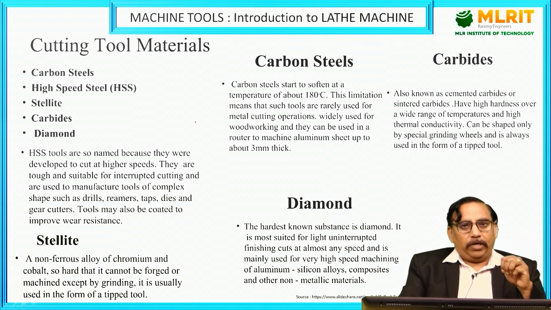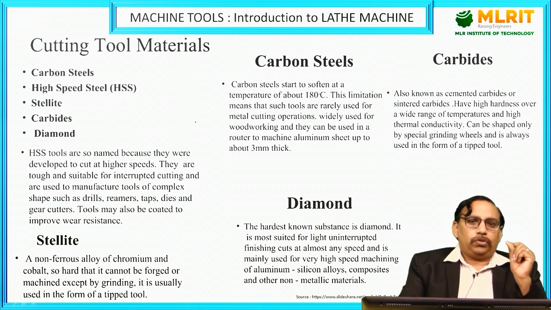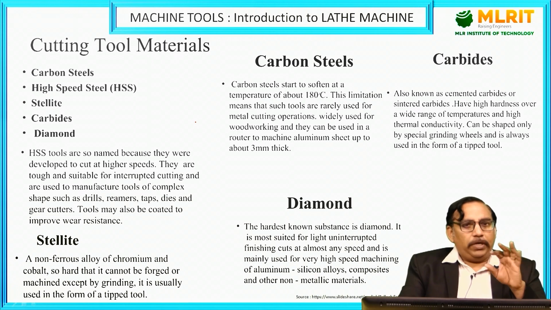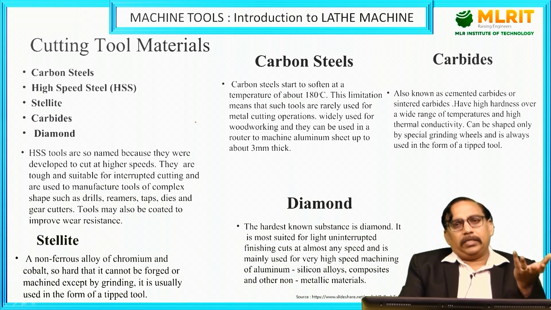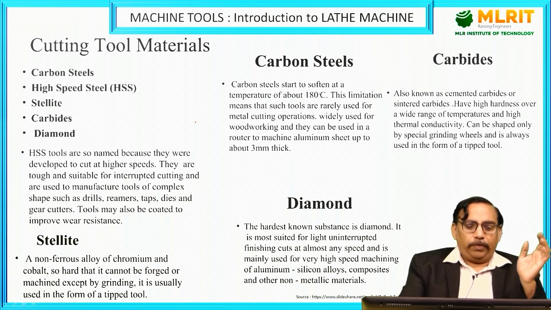Coming to the diamond, it is the hardest known substance, right? So it is used for light uninterrupted finish cuts at almost any speed and is mainly used for high speed machining only. For aluminum, silicon alloys, composites and any other non-metallic materials, these diamond tools can be used.